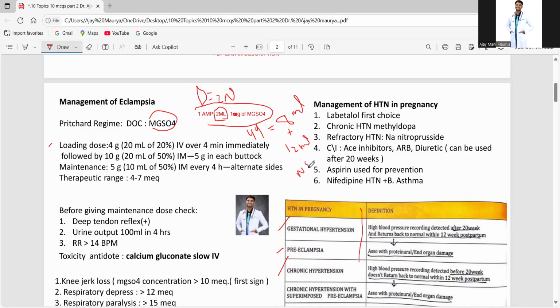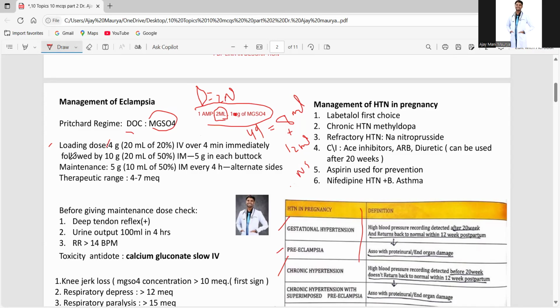Got it? The loading dose is 4 grams, which means you have to break 4 ampoules. 4 ampoules is a total of 8 ml. To the 8 ml you add 12 ml of normal saline, so the total will be 20 ml. So the loading dose is 4 grams in 20 ml, given IV slowly over 4 to 5 minutes.